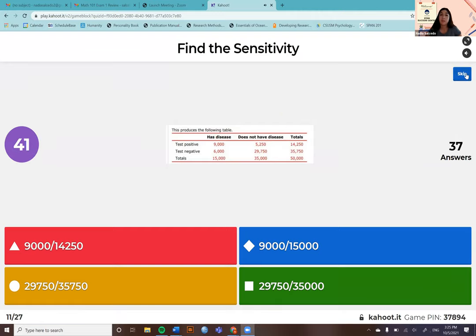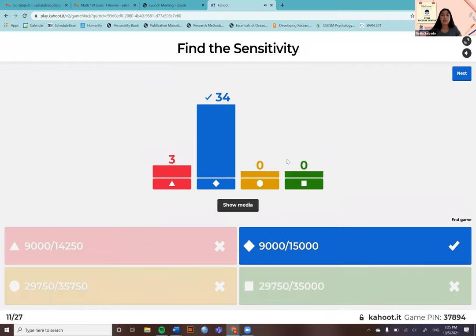Okay, so I'm just going to skip this one, and then I'll go over it real quick. It said to find the sensitivity. It doesn't show it again, but basically sensitivity, when you're looking at the box, is the number of true positives over the total number of people that have the disease. So that would have been the 9,000 over the 15,000. I know it doesn't show it, but that's what it would have been.